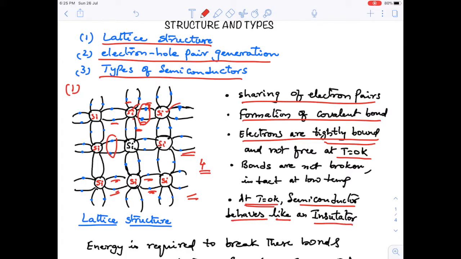What is an insulator? An insulator is one where there is a wide gap between the valence band and the conduction band, and all the electrons are completely tightly bound, filling the valence band levels. So this is how it will be. Therefore it is similar to that situation. Therefore at T equal to 0 Kelvin, a semiconductor behaves like an insulator.